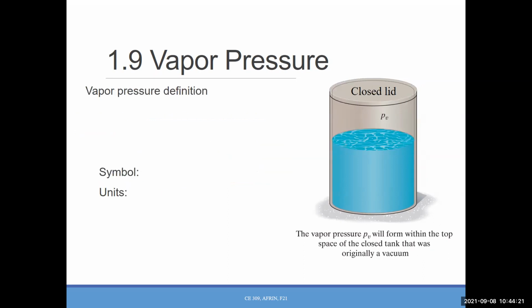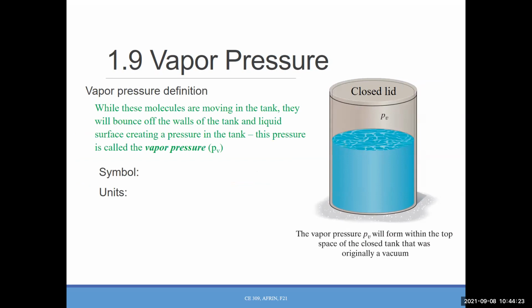Okay, so if I want to define the vapor pressure, while these molecules are moving in the tank, they will bounce off the walls of the tank and the liquid surface, creating pressure in the tank. This pressure is called the vapor pressure. Basically, all the pressure they are creating on the wall or surface is the vapor pressure. And since this is pressure, the symbol will again be P with a subscript V, V for vapor.